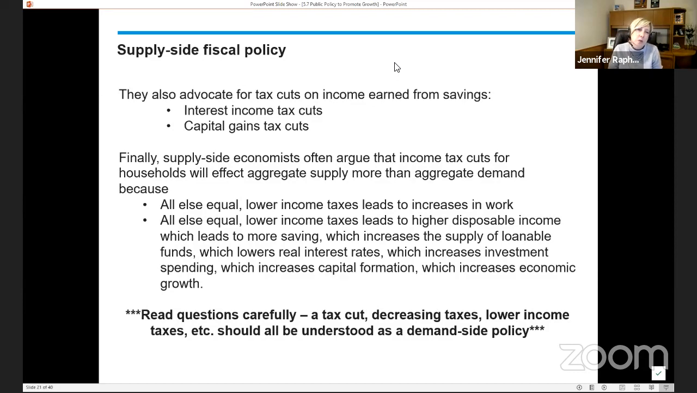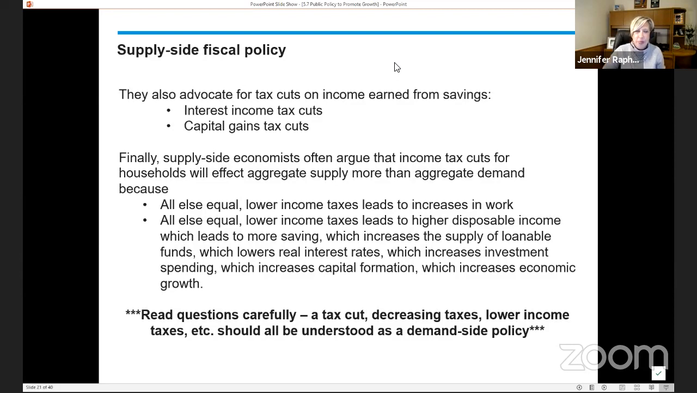So for the purpose of this course and for the purpose of the AP Macro exam, when you see a tax cut, decreasing taxes, lower income taxes, you should read that, unless something else in the question leads you to conclude that you're being asked about a supply side policy, as a demand side policy, right? Our typical fiscal policy tools, increase government spending, decrease taxes, those are to be understood as demand side policies designed to influence aggregate demand. However, as we've just seen, some types of government spending and some types of tax cuts can influence the supply side. So just read your question really carefully.